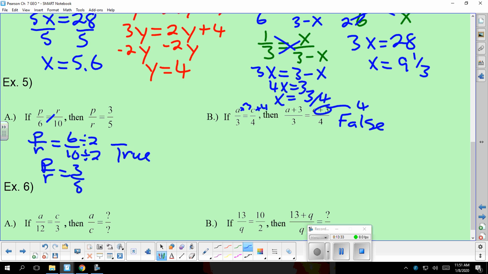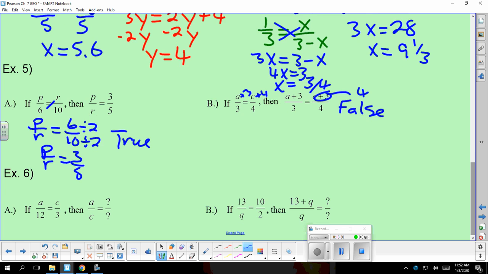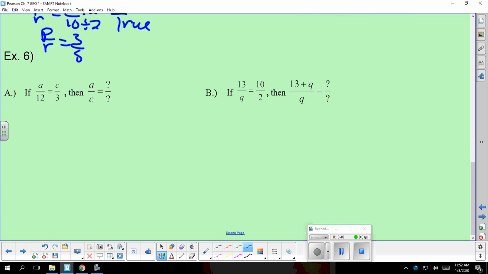All right, next ones. We want to figure out what A over C is. So we're going to, again, switch places with those. Over 3. So A over C equals 4 to 1.